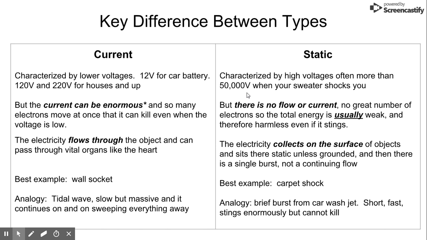The key difference between the two is static electricity sits still and often has extremely high voltages, like 50,000 volts. But there is no flow or current, no great number of electrons. So the total energy is usually weak. So when you get shocked with your sweater at 50,000 volts, it would be like a person launching a grain of sand at you out of an air compressor gun. It's going to hurt like hell when it hits you, but it's such a tiny amount, it's not going to harm you. If you went to a car wash and you turn the washing hose onto your own skin, it's going to peel skin off, but it won't kill you.